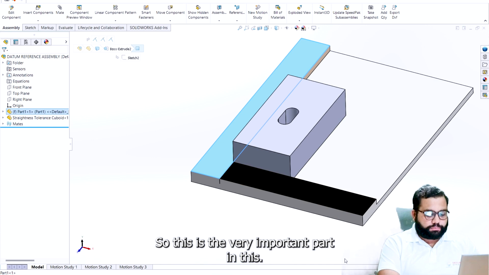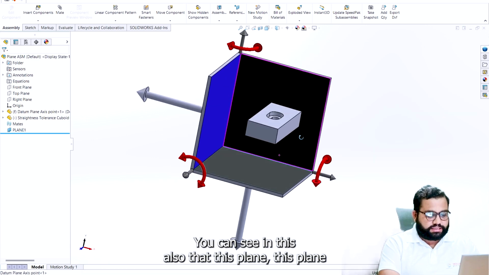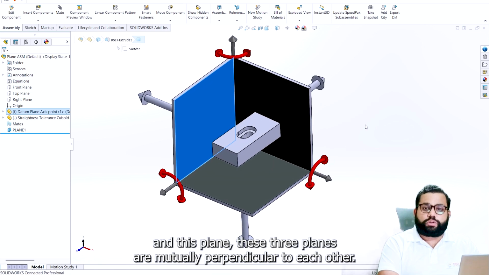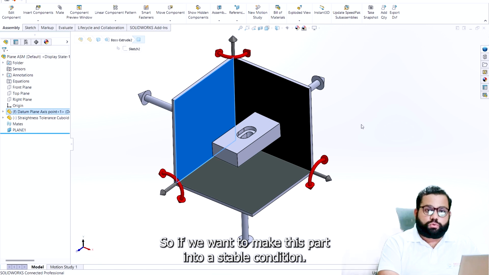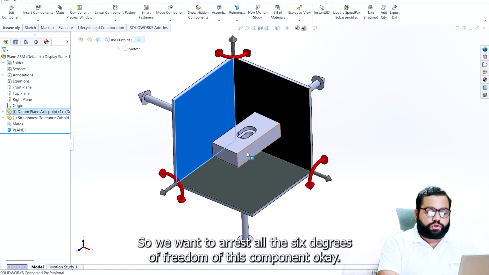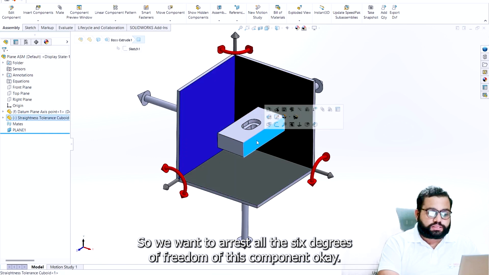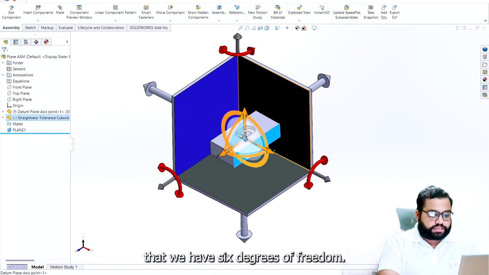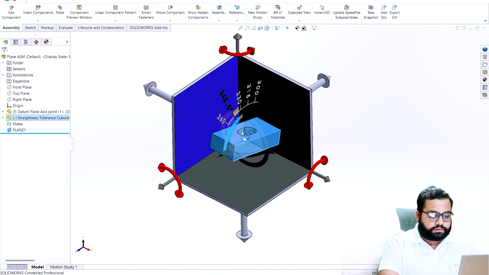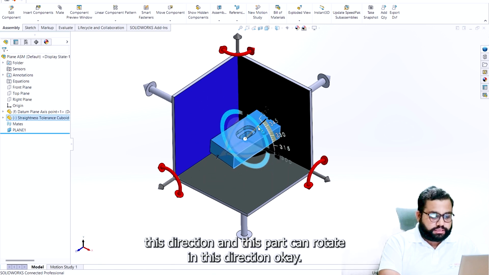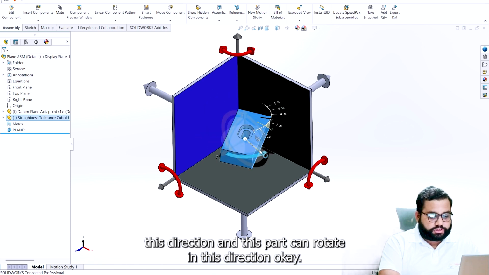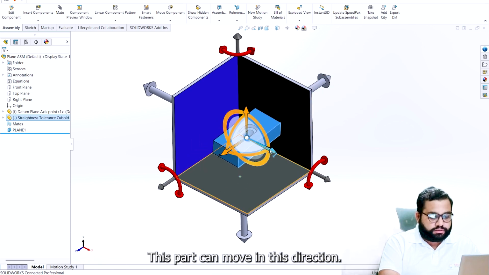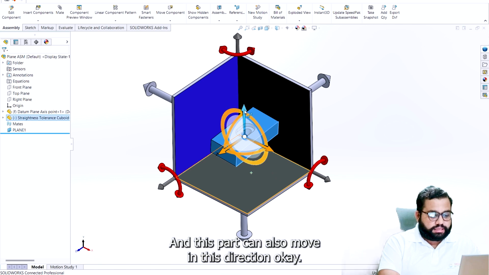Okay, so this is a very important part. In this you can see also that these three planes are mutually perpendicular to each other. So if we want to make this part stable, we want to arrest all the 6 degrees of freedom of this component. In this example too we have 6 degrees of freedom. This part can rotate in this direction, in this direction, and in this direction. These are the three rotary movements. These three are linear movements. This part can move in this direction, in this direction, and also in this direction.